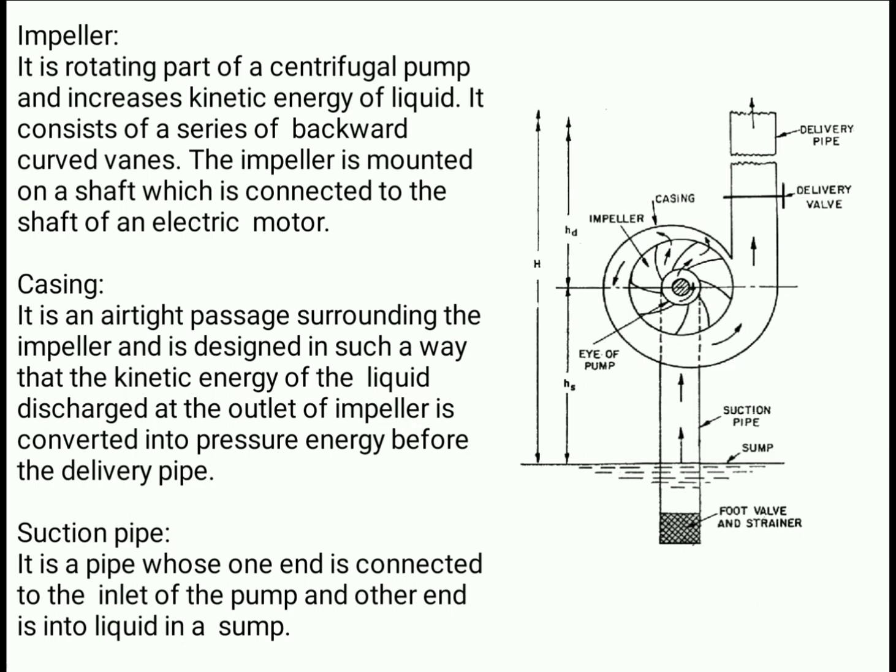Now let us understand the components of the centrifugal pump. First is the impeller. It consists of the rotating parts of the centrifugal pump and it increases the kinetic energy of the liquid. It consists of a series of backward curved blades. The impeller is mounted on a shaft which is connected to the shaft of the electrical motor.